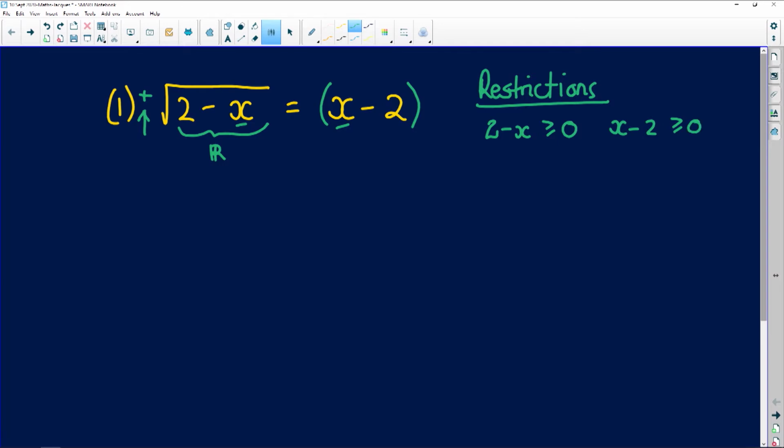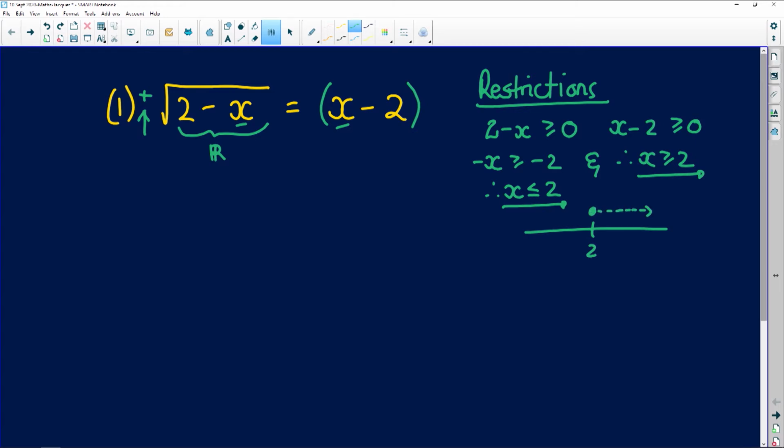So if we look at our 2 restrictions and clean this up a bit, we get x is bigger and equal to 2 as one restriction. And then it has to satisfy what's inside the root, which will be minus x bigger and equal to minus 2. We transpose the 2, and that means if we divide by a negative, x has to be smaller or equal to 2. Now, folks, if you look on a number line, there's 2. Bigger and equal to lies to the right of the number line. Less than equal to lies to the left.